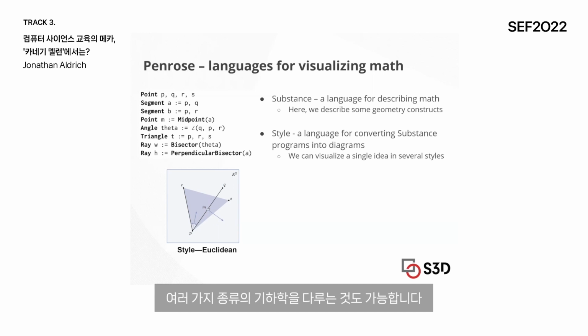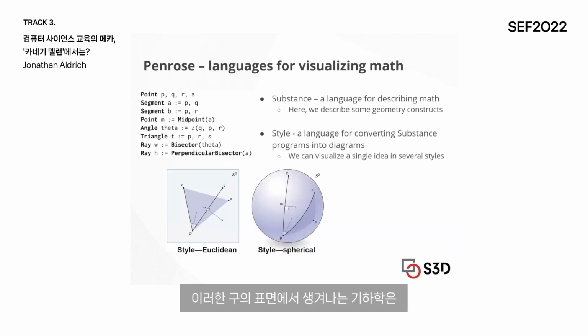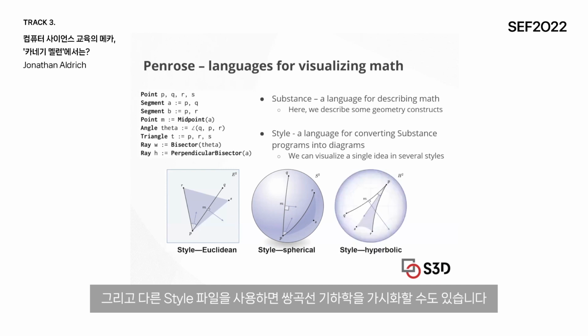So a single set of mathematical ideas could be visualized in different ways. What if we're on the surface of the Earth? Then a line actually curves around the sphere of the Earth, and we have actually a different style for visualizing geometry in spherical dimensions. You can also get hyperbolic geometry using a different style file.